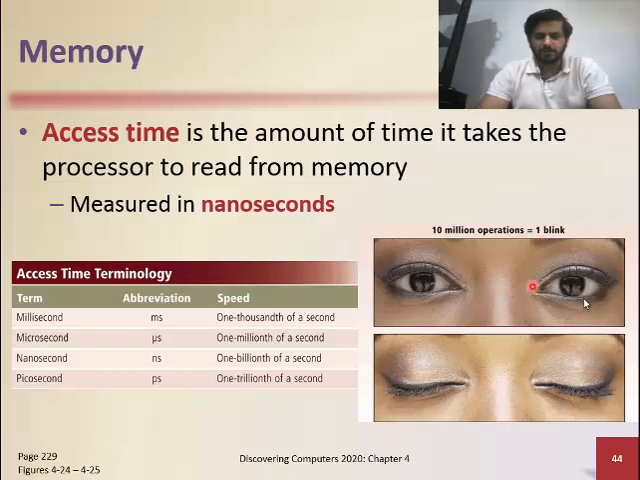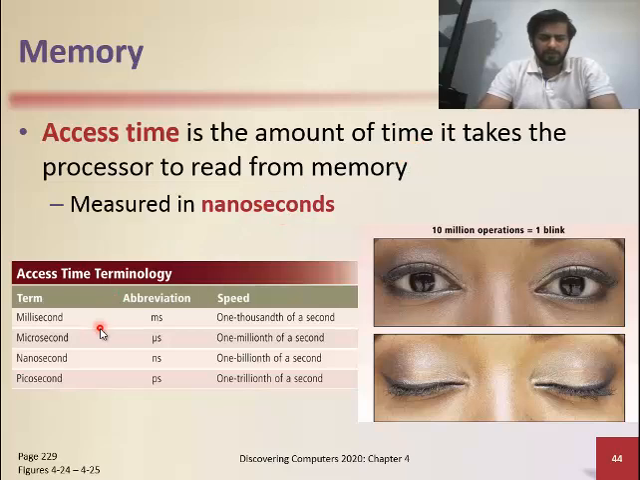And it's equivalent to 10 million operations, and it's also referred to as one blink. So here's an example of this nanosecond time scale. It can perform 10 million operations in one eye blink. So that is the speed of your system. If your system is working on gigahertz, that is the access time of your CU to access the data from the memory, and it's measured in nanoseconds.